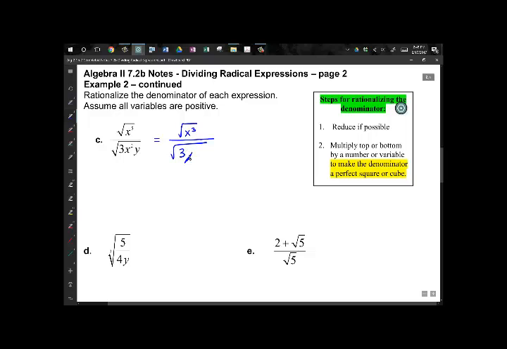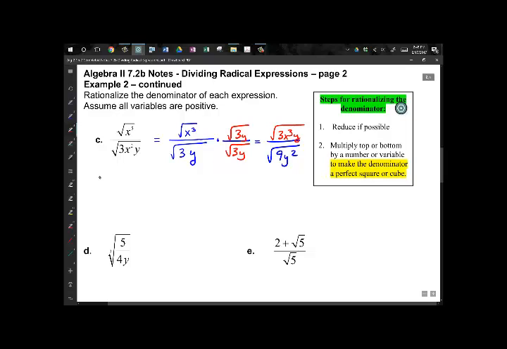So that means in the denominator, we're going to have to rationalize that square root of 3y. It sure would be nice to have a 9y squared in the denominator. To get a 9y squared in the denominator, that means we're going to multiply the top and bottom by another square root of 3y. So that's going to give us the square root of 3x cubed y over 9y squared.